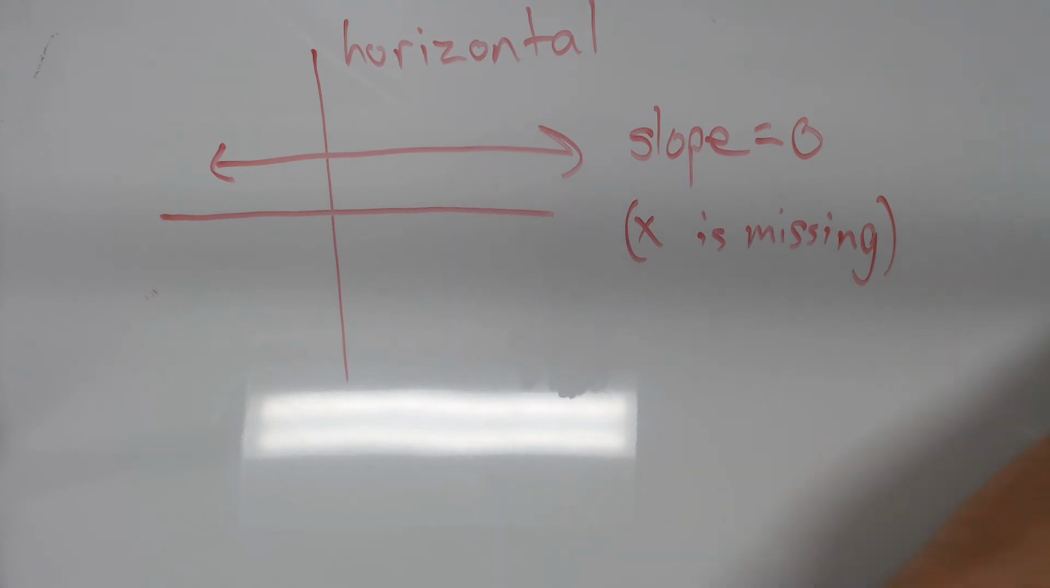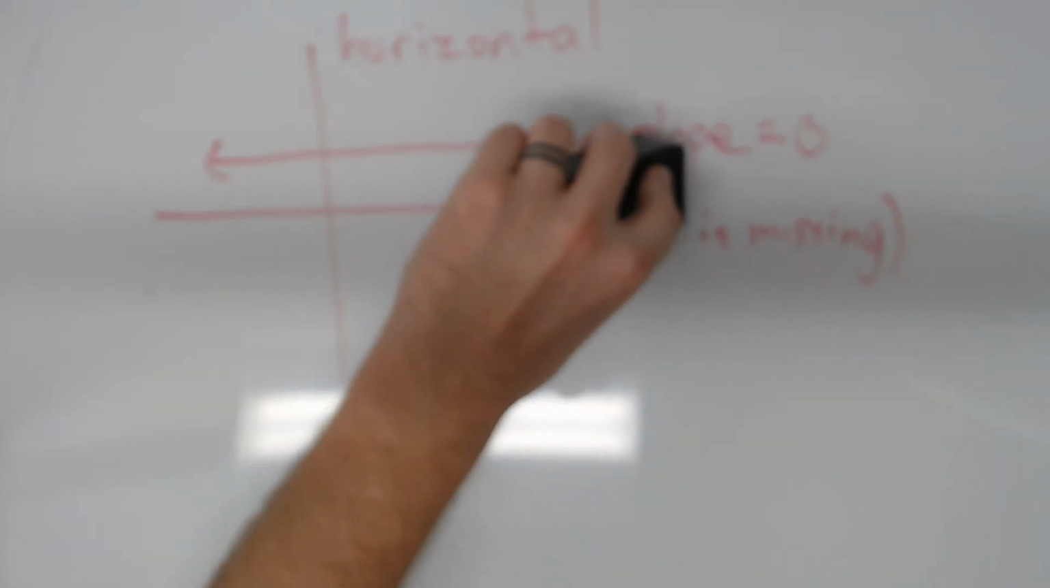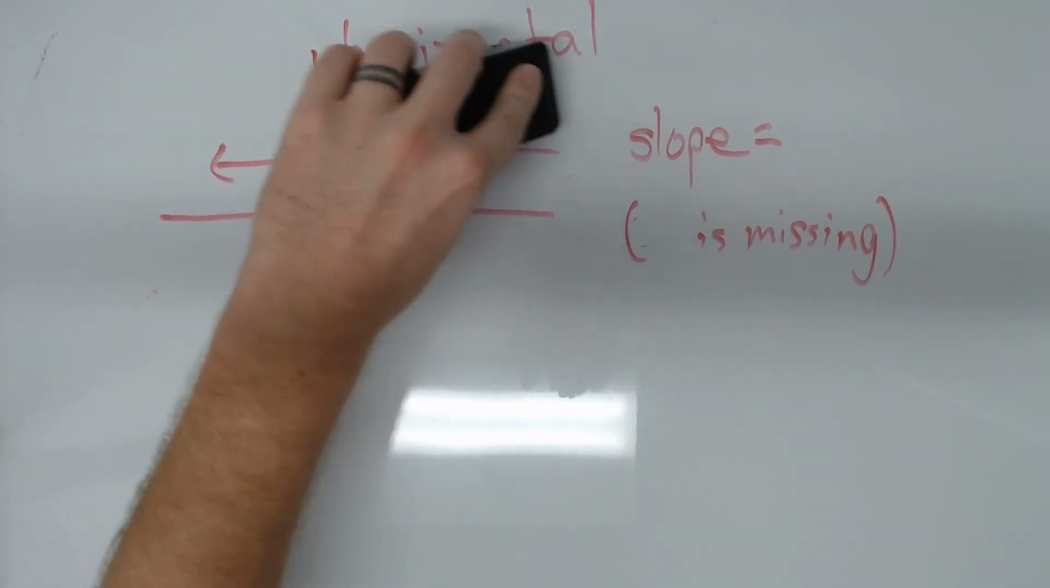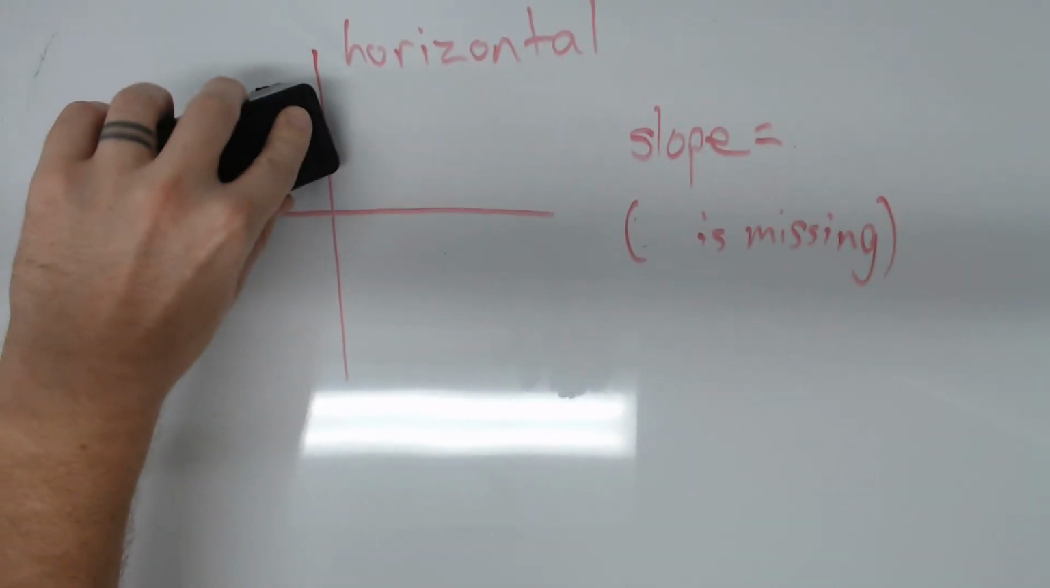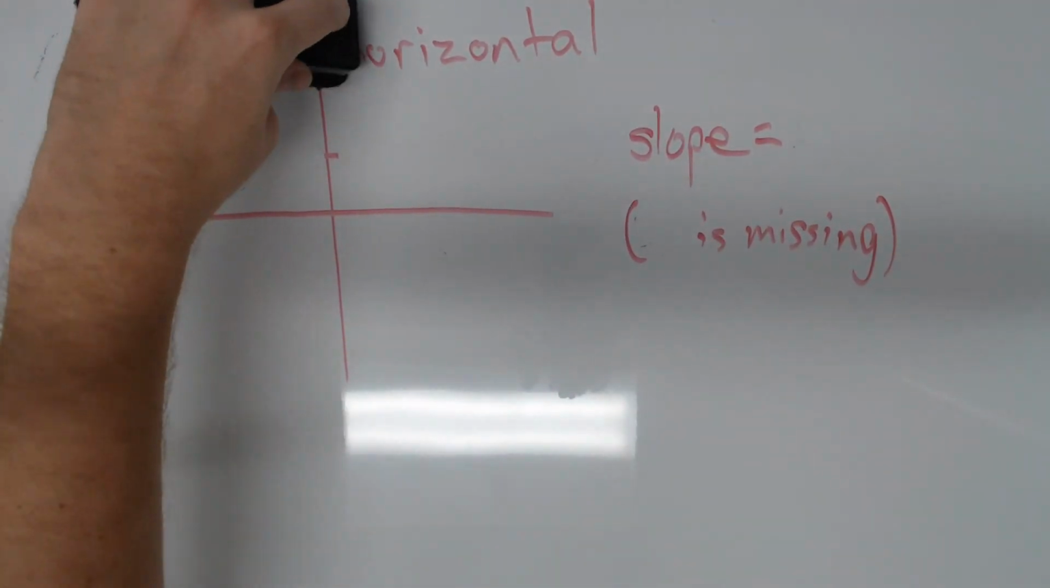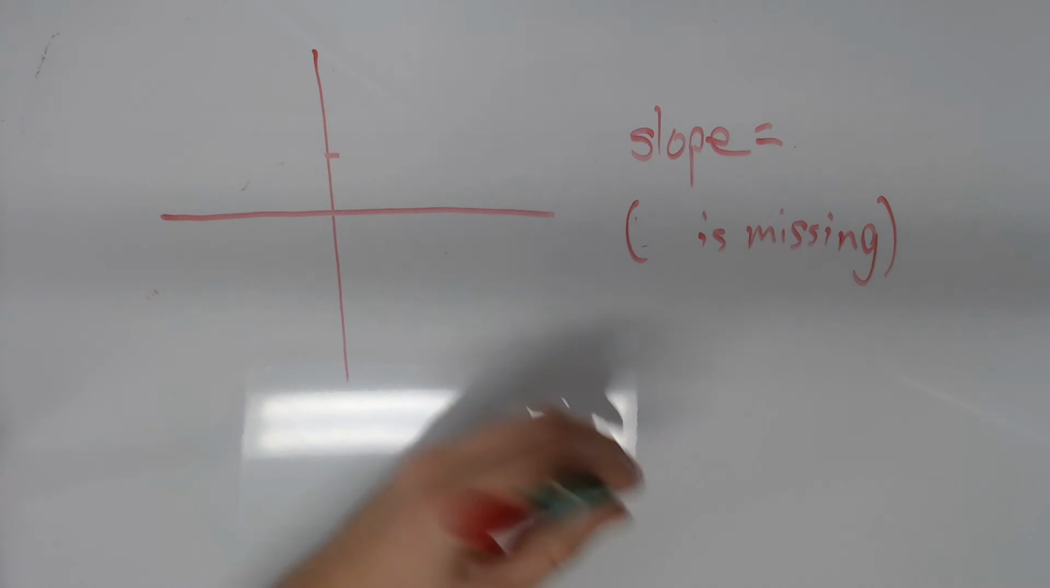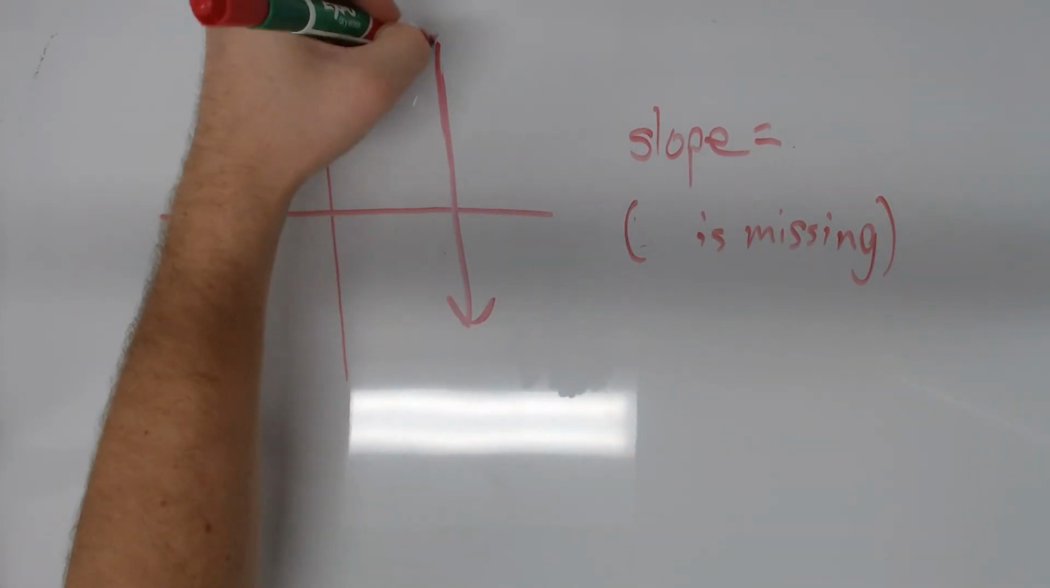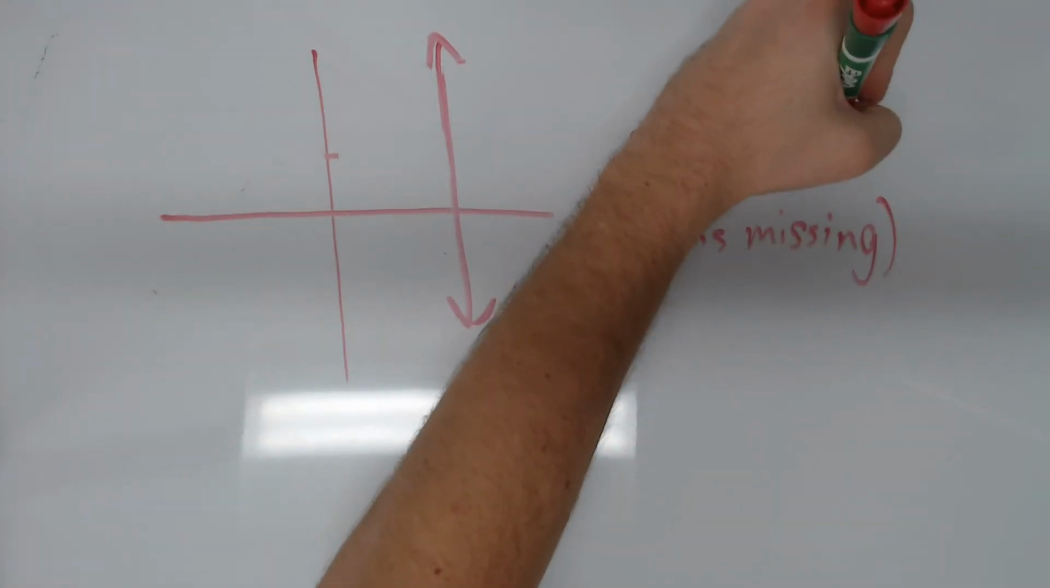The opposite, when y is missing, would be a vertical line. So a vertical line is an undefined slope.